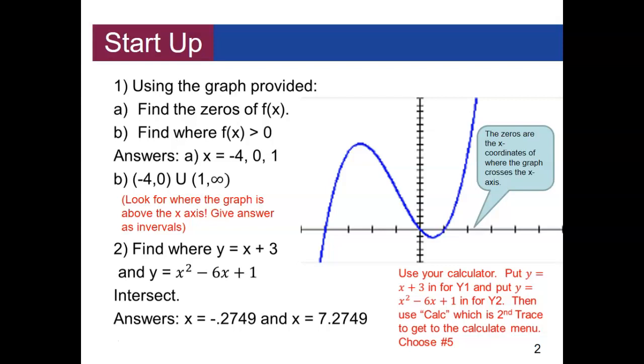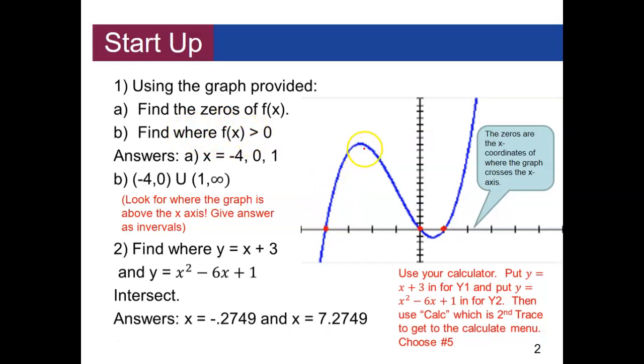Okay, on the first one, you're asked to find the zeros. If you remember, the zeros are the places it crosses the x-axis. So that's going to be this location, this, and this, and so that's going to be -4, 0, and 1 as our answers. The next part, we're asked to find where the function is greater than 0.